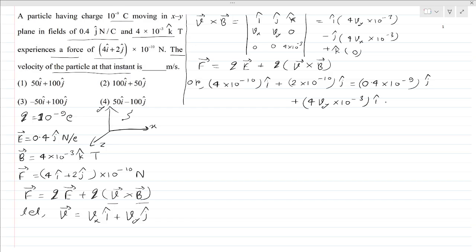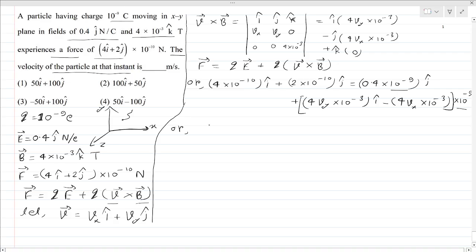I cap minus 4Vx into 10 to the power minus 3. So the 10 to the power minus 9, the charge will be multiplied. For simplicity, what can we do? We can take the 10 to the power minus 9 from RHS to LHS and just divide it. Then I think it will be easy to write it.